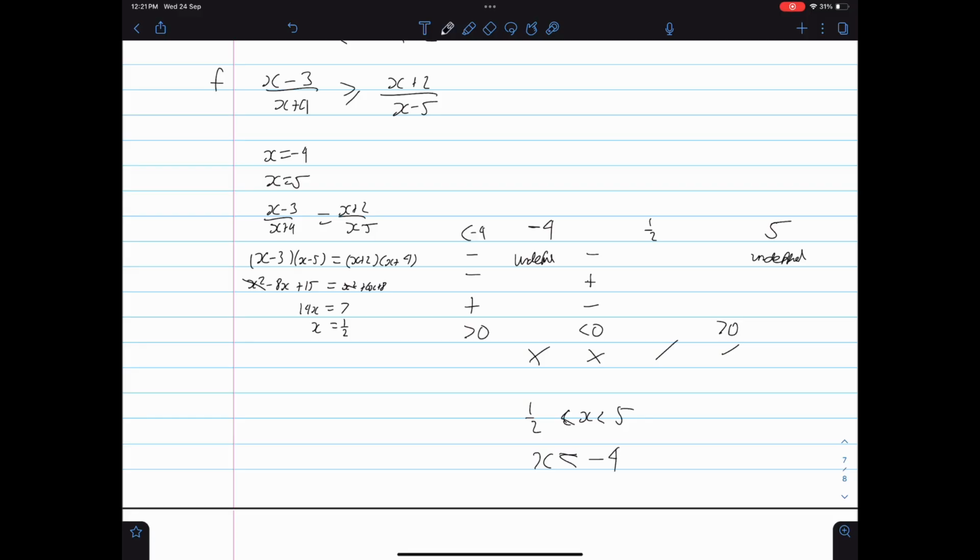You just have to substitute in numbers within these ranges because we know we've identified the critical points, and anything between them will tell you the same story. So that's why this works. Anyway, so that's inequalities. In the next video, we'll be moving on to the discriminant and using that.